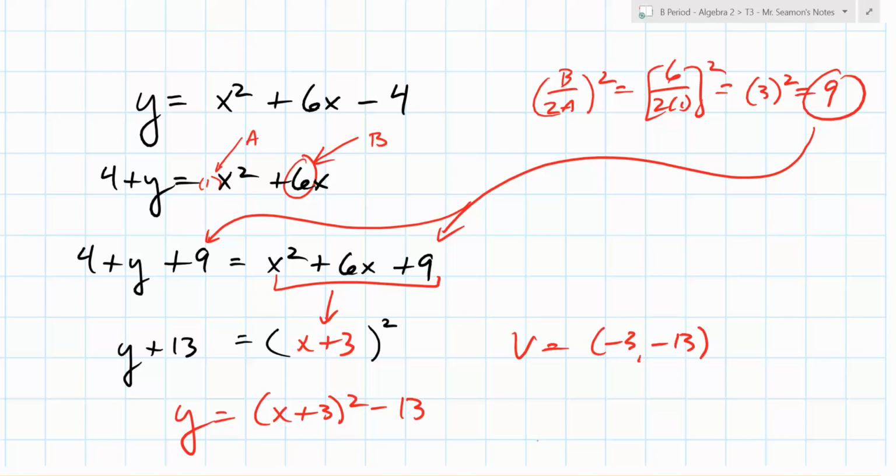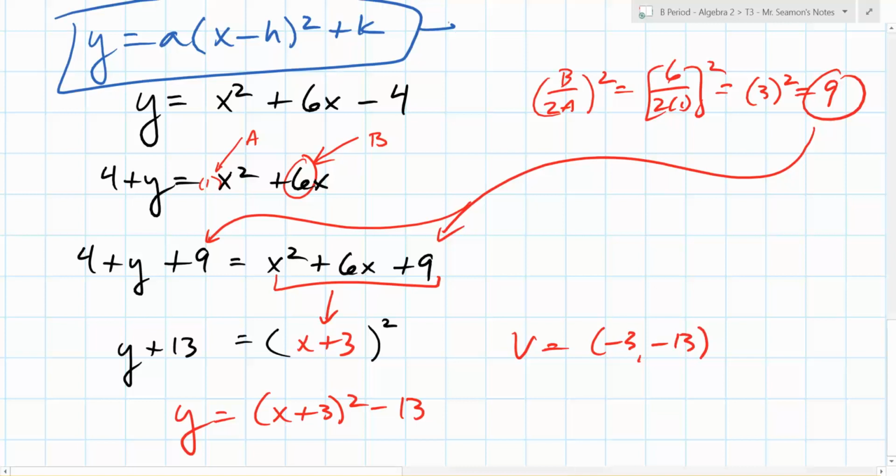Y equals x plus 3 squared minus 13. What is the h value? Negative 3. And what's the k value? Negative 13. Because what is vertex form, everybody? You have to remember this. Vertex form is y equals a times x minus h squared plus k. This right here is vertex form.